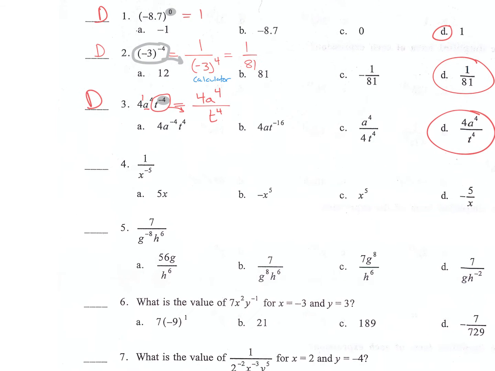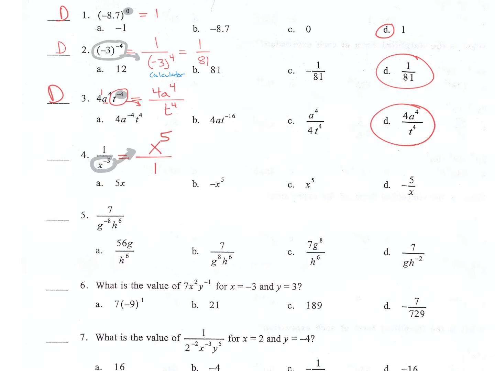All right, taking a look at number 4, equal sign fraction bar. My x to the negative 5 is in the denominator, so I'm going to move it and put it up to the top. You could put a 1 under. However, if you look, that's not any of the answer choices. That's because x to the 5 over 1 is really the same thing as just x to the power of 5. So this is answer choice C.